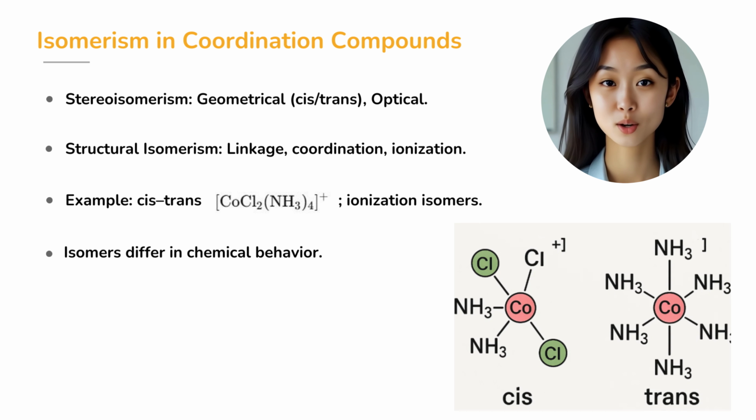Take cobalt pentaammine chloride sulfate, written as [Co(NH3)5Cl]SO4, versus cobalt pentaammine sulfate chloride, written as [Co(NH3)5SO4]Cl. Same formula, different structures, different behavior. And here's the kicker, in real life, this matters a lot. One isomer of platinum saves lives as a cancer drug, cisplatin, while the other isomer, transplatin, is basically useless. So kids, never underestimate the power of small structural changes.